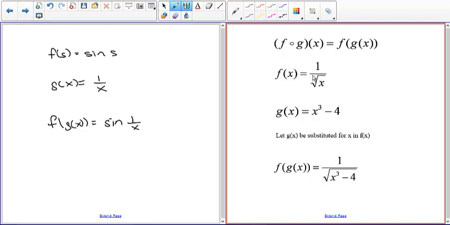Okay, here we have 1 over the square root of x. Actually, what I'm doing now is switching to different notation because this is more typical. Before we had s here and s here, but now we're going to substitute for x, put in g of x, and for x here, plug in x cubed minus 4. If you do that, you'll get 1 over the square root of not x, but the square root of x cubed minus 4.